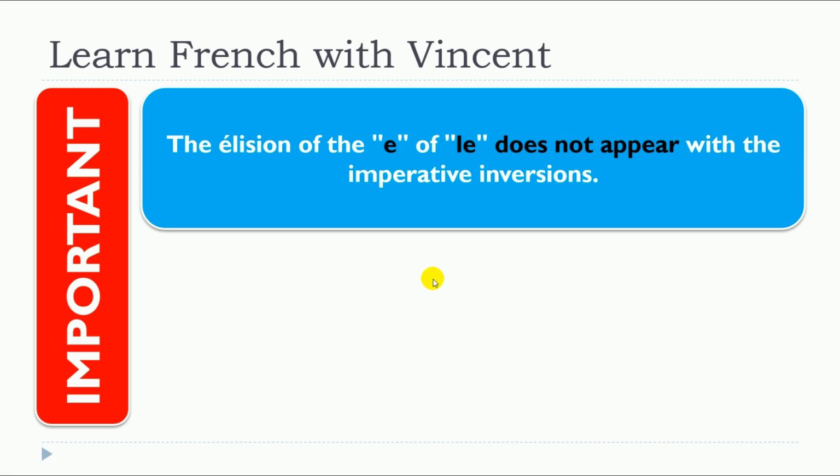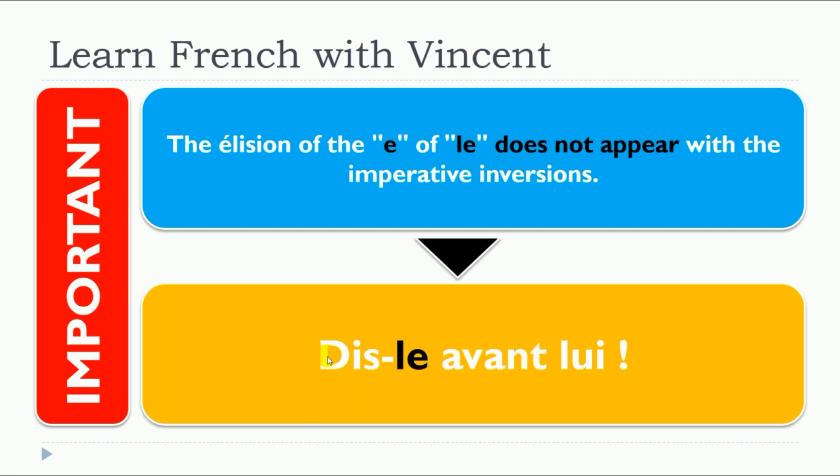And last but not least, the elision of the e of le does not appear with the imperative inversions. Like here, dis-le avant lui. Same concept as we had for the interrogative inversion. For the imperative inversion in that case, because this is the pronoun complément d'objet direct, le, it means that the e will have to stay here and you don't do the elision.